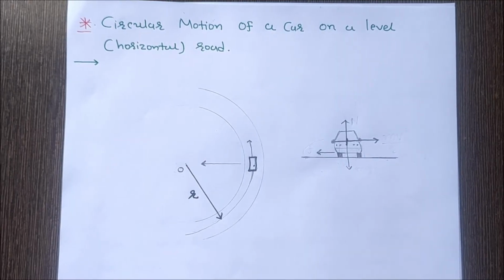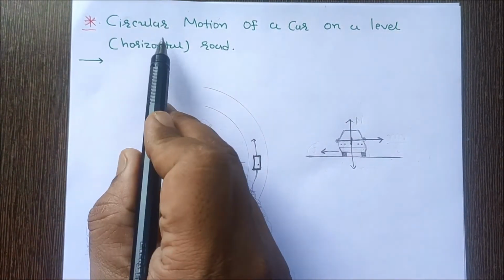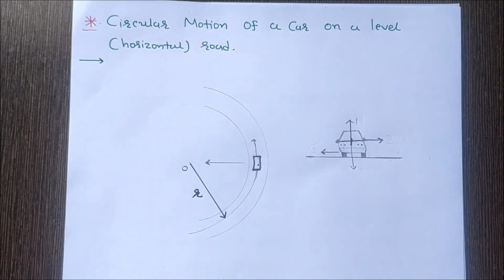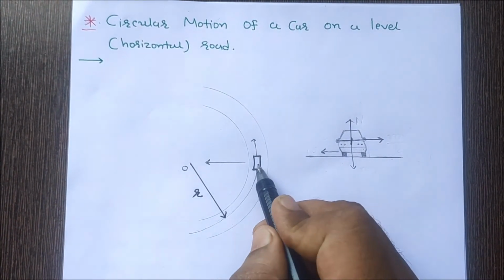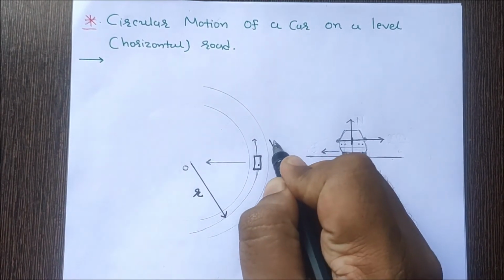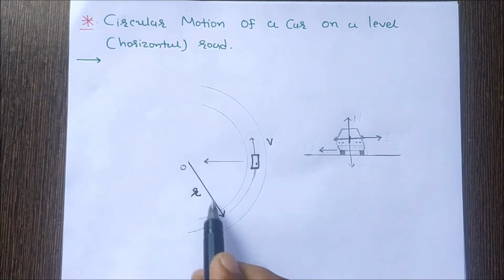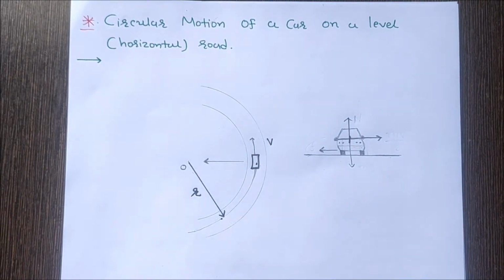Hello friends, today we discuss about circular motion of a car on a level road. Level road, that means horizontal road. So here we consider a car of weight W moving with velocity v meter per second along a circular path of radius r as shown in figure.